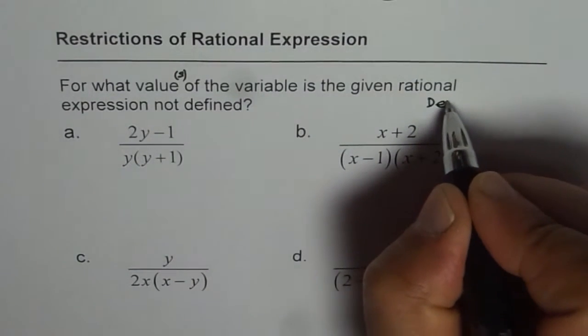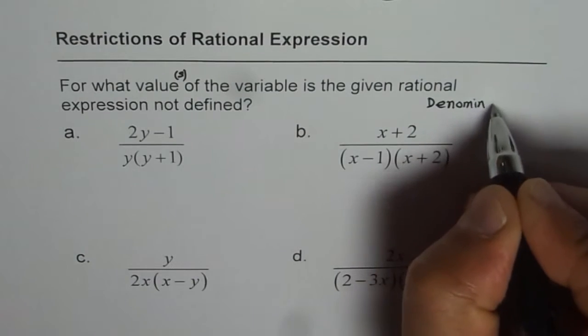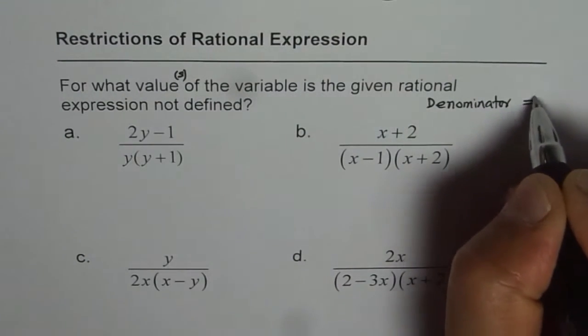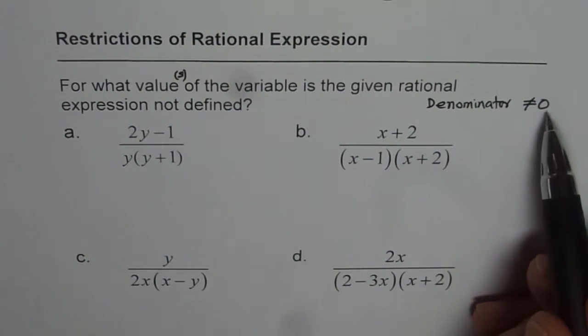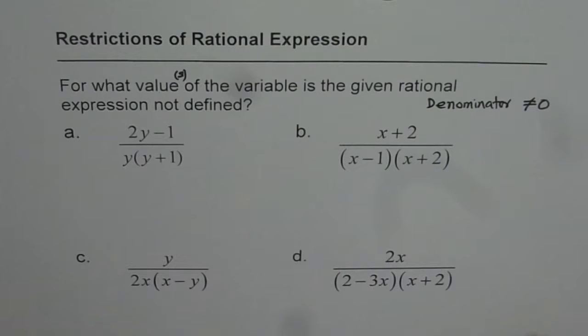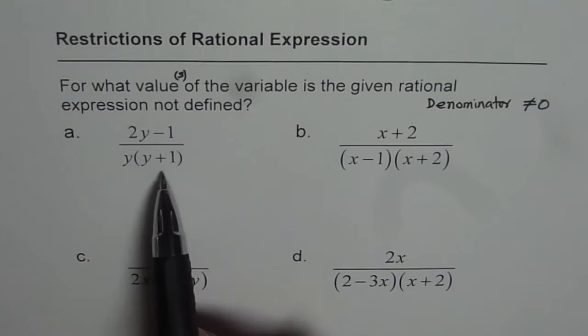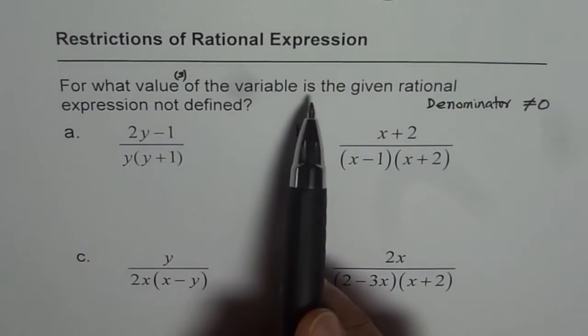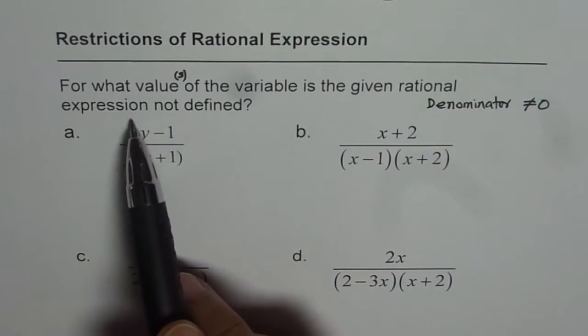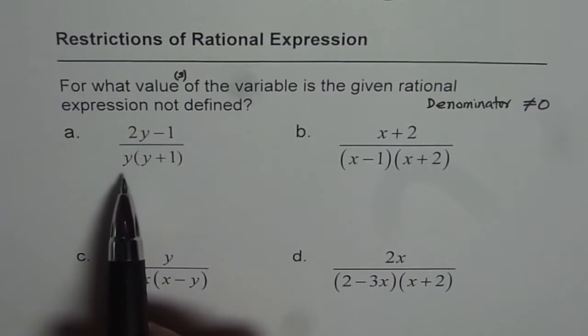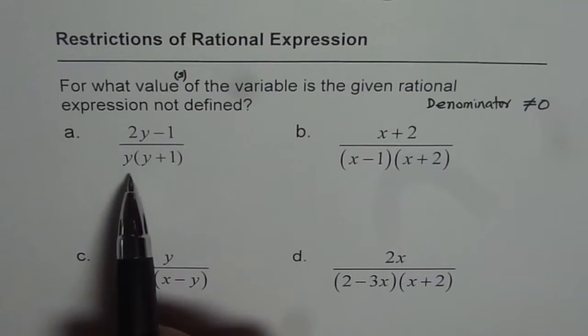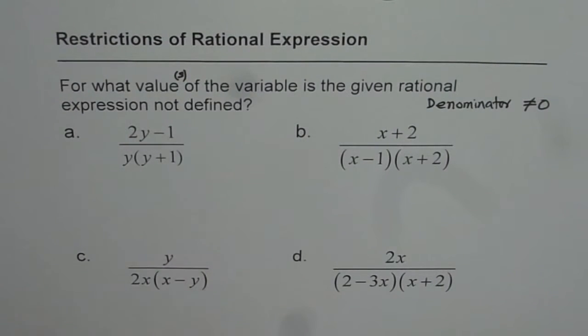Not defined really means we cannot have denominator equal to 0, right? So we are looking for denominator that should not be equal to 0. If denominator is 0, then it is not defined, correct? So for what values, there could be more than one, of variable is the given rational expression not defined? We need to find all possible values for which this rational expression is not defined.